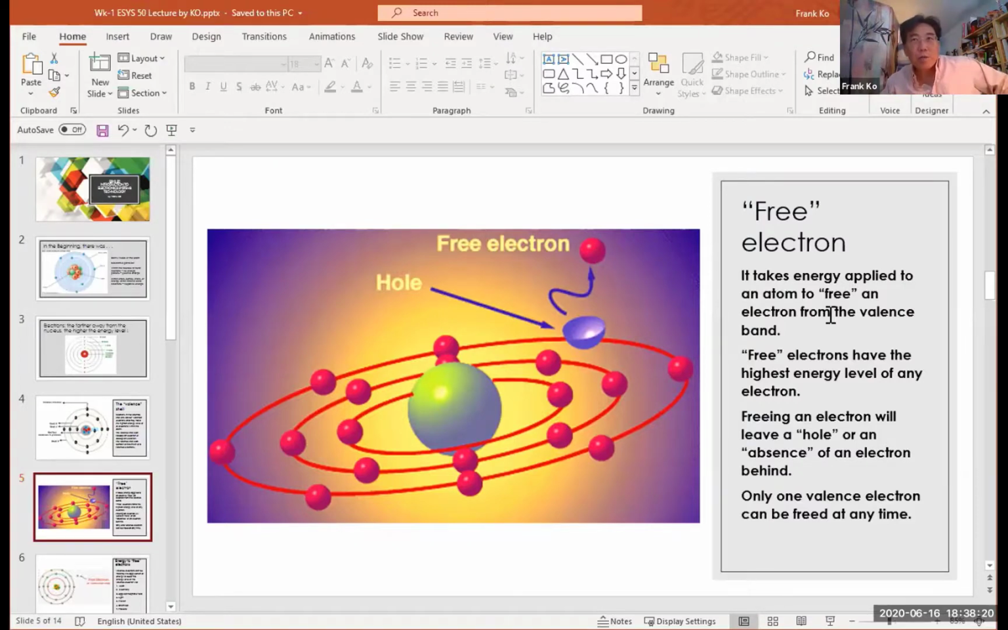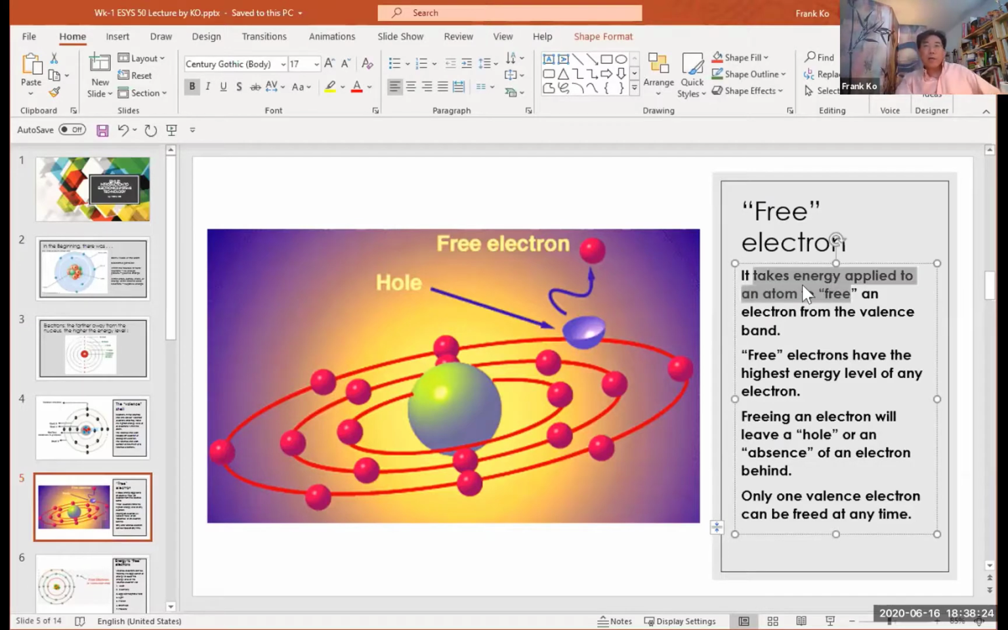So let's take a look here. It takes energy applied to an atom to free it from its valence band. Free electrons have the highest energy level of any electron. So the valence electrons have the highest energy level in the atom, but free electrons have the highest energy level of any electron, and they exist outside of the atom. How do we get it outside? It will be explained in a moment.